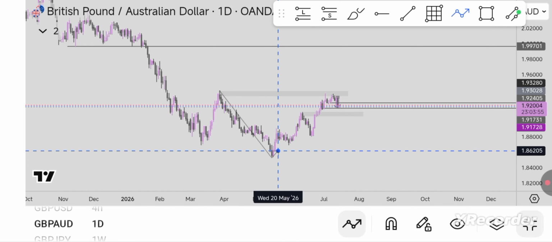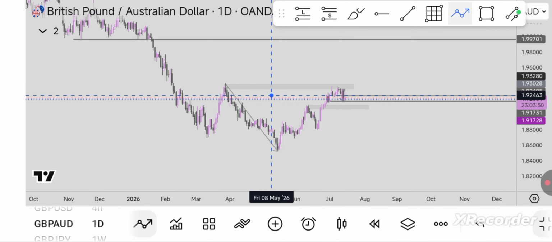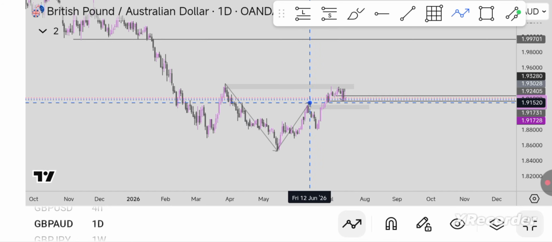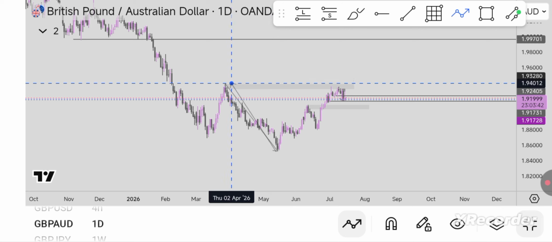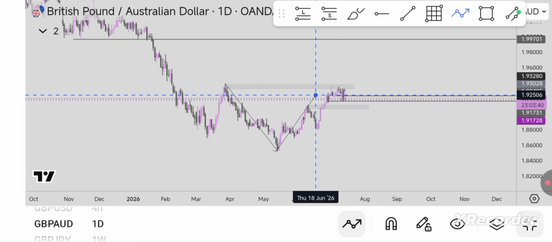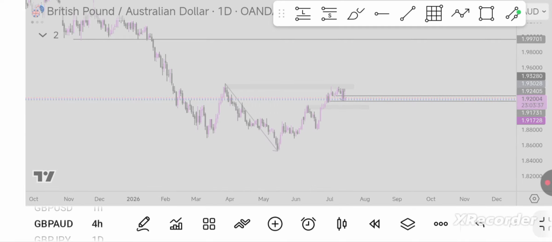Now, if you look very well, you can see that on the daily time frame, the market has retraced back to this particular key level. We can say on the daily time frame that this place is a key level. Now, when you go to the 4-hour, this is what I saw that made me take the trade.